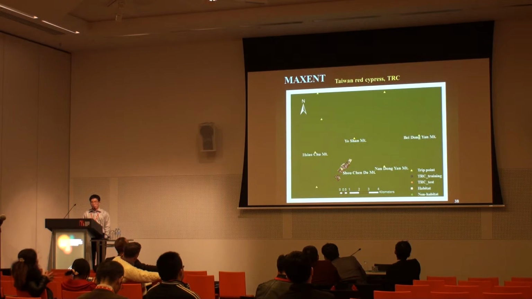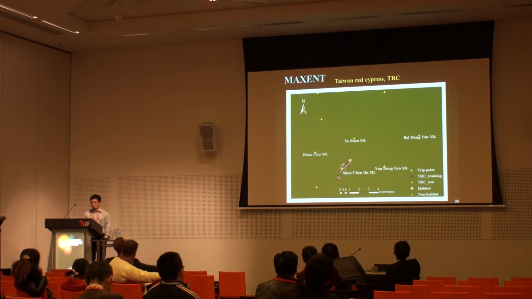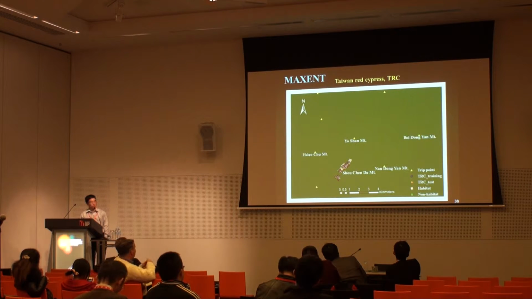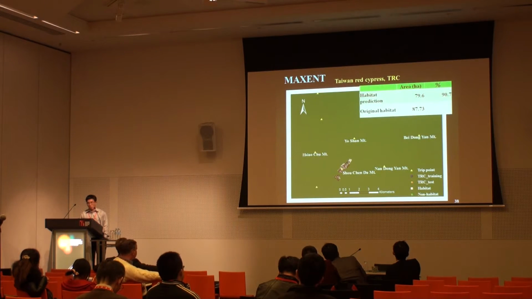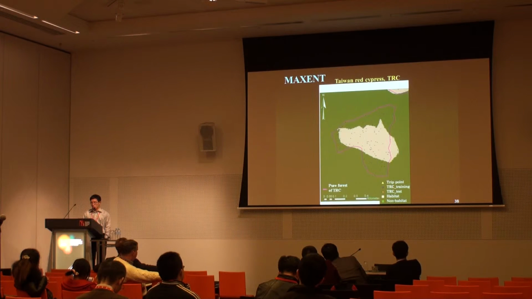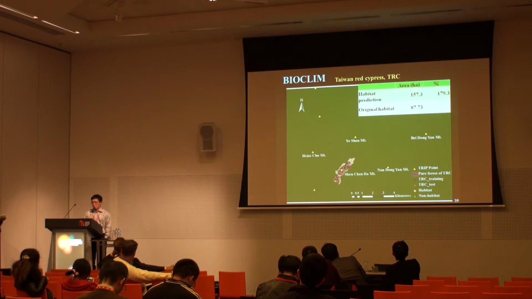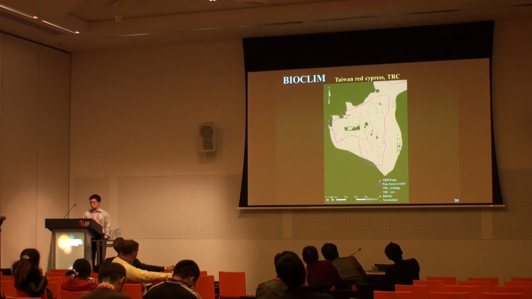But Maxent is different from the other 3. Its TRC is only present near Southern Mountain, but we can see that its prediction is more limited. So we can see there's more omission error in this map. And Bioclim is similar to ML and GLM, so it has more commission error than omission error.